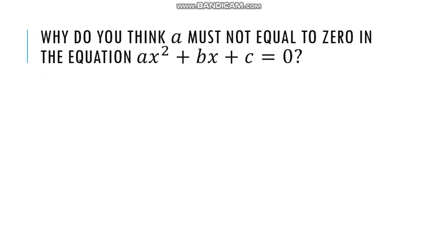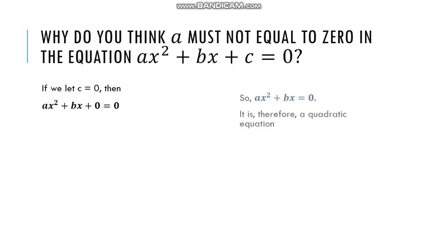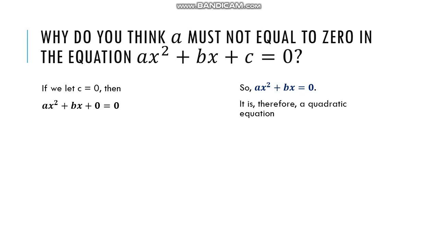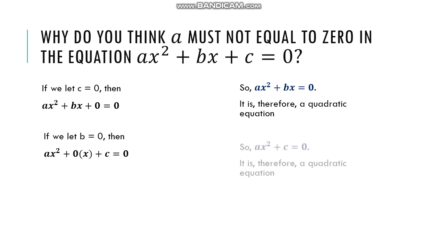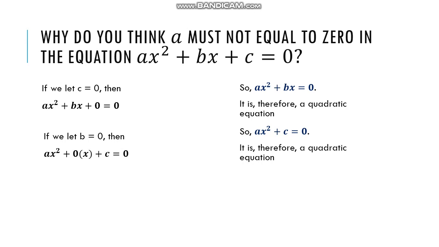Why do you think a must not equal 0 in the equation ax² + bx + c? Let's find out. If we let c = 0, then ax² + bx + 0 = 0. It becomes ax² + bx = 0. It is therefore a quadratic equation. If we let b = 0, then ax² + 0·x + c = 0, and we get ax² + c = 0. It is therefore a quadratic equation.